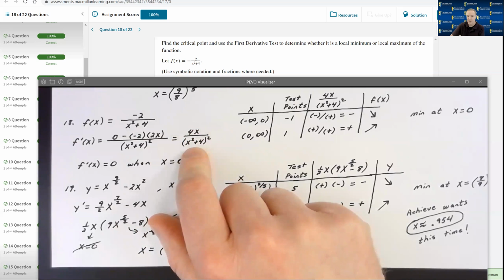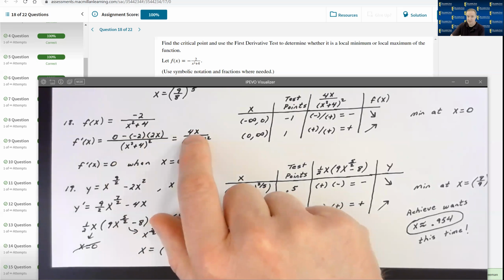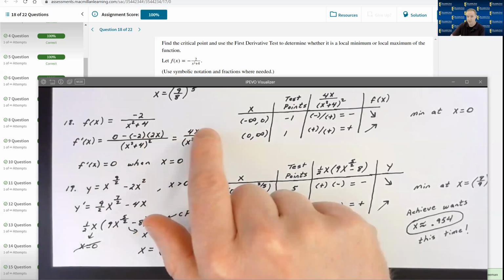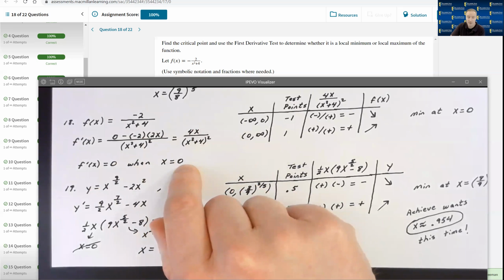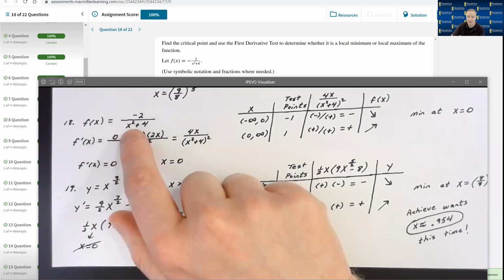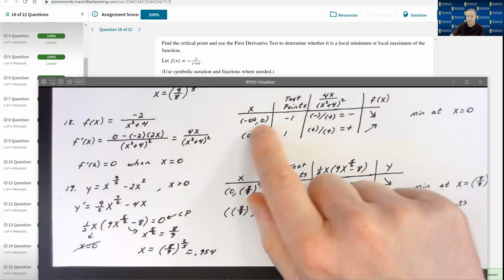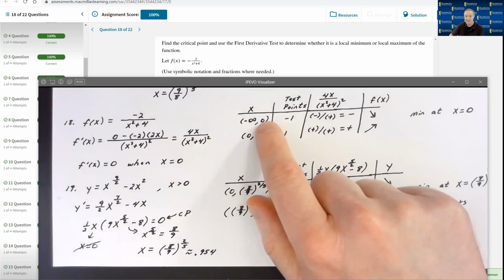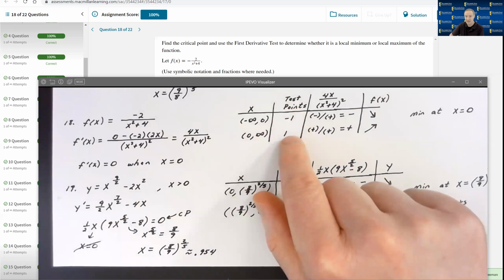That denominator becomes irrelevant because the only way that derivative can equal 0 is if the numerator equals 0. Well, the numerator can only equal 0 if x is 0. So our only critical point on this function is that x equals 0. So I take the domain, which again, remember, it's from negative infinity to infinity. I break that up with the only critical point of 0 and go negative infinity to 0 and then 0 to infinity. I chose test points of negative 1 and 1.